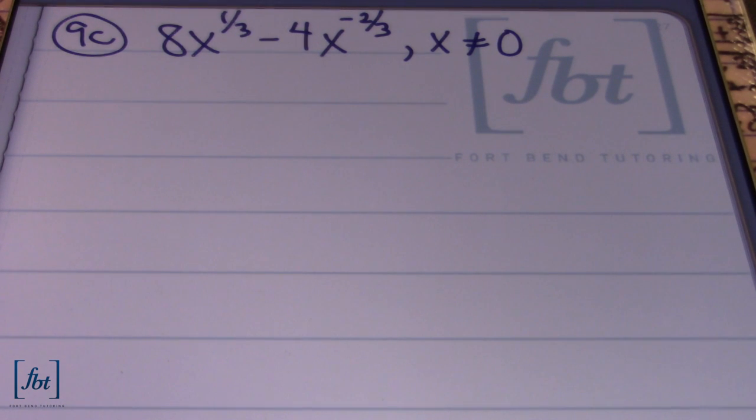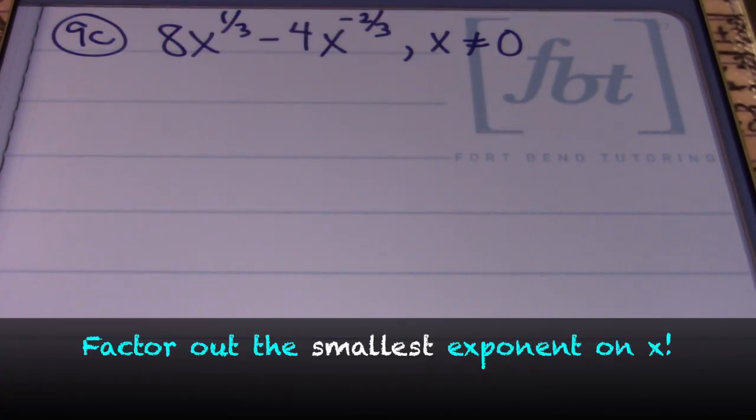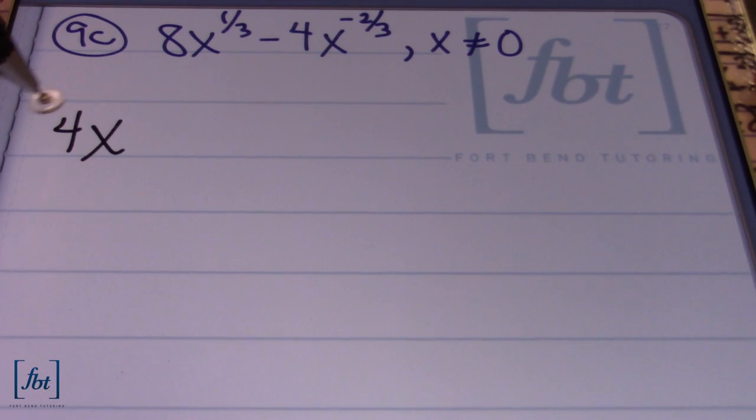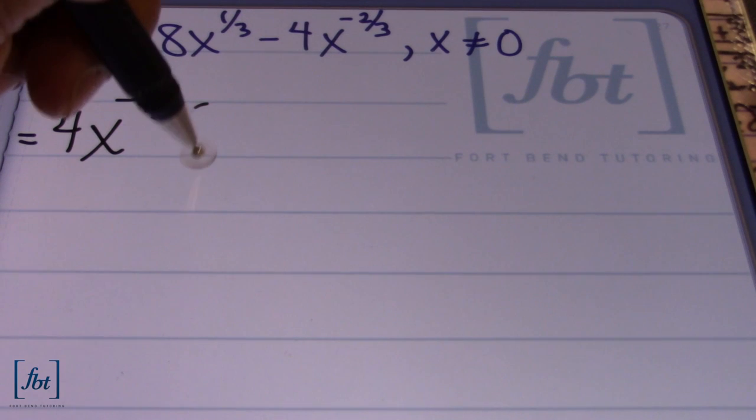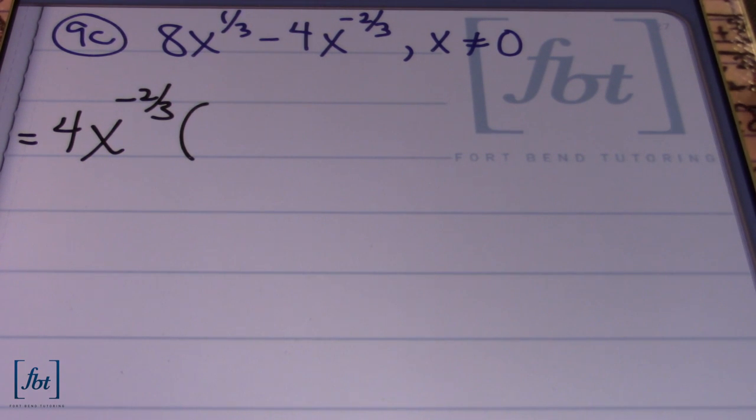Other than that, we need to focus on factoring this. And when it comes to factoring the GCF on the exponents, you always factor out the lowest exponent on the variables. So in this case, it's going to be 4x to the negative 2/3 power that will be factored out. So what remains after we factor out that GCF of 4x to the negative 2/3 power?